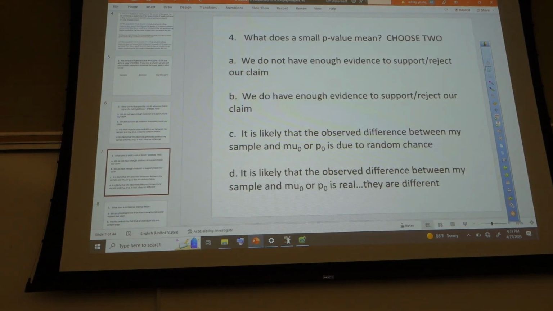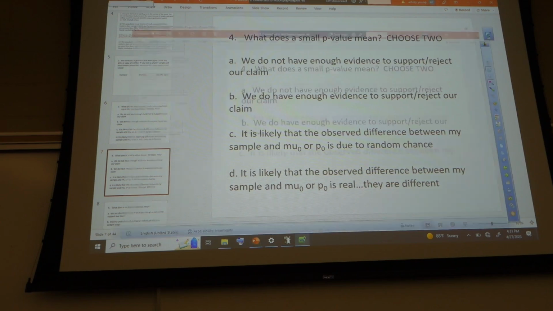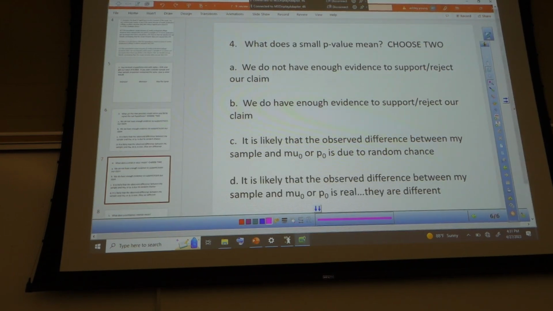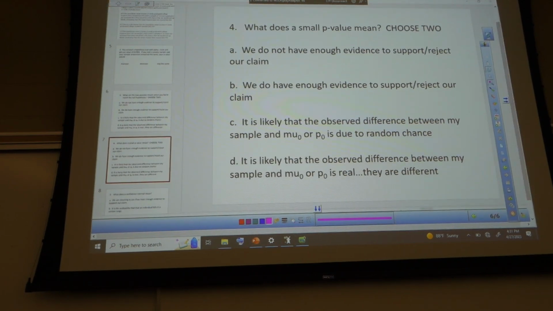All right, what does a small p-value mean? Pick two. Does it mean we have enough evidence, or do we not have? We do not have enough evidence, or we have enough evidence? We have enough. We have a small p-value. We have enough evidence. Everybody all right with that part?